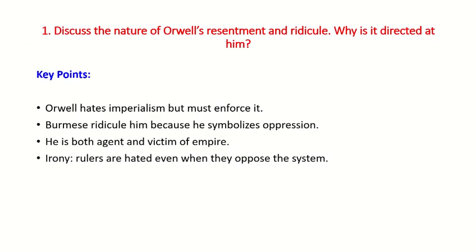Next, we have the key points. First question, key points: Orwell hates imperialism but must enforce it. Burmese ridicule him because he symbolizes oppression. He is both agent and victim of empire. Irony: rulers are hated even when they oppose the system.